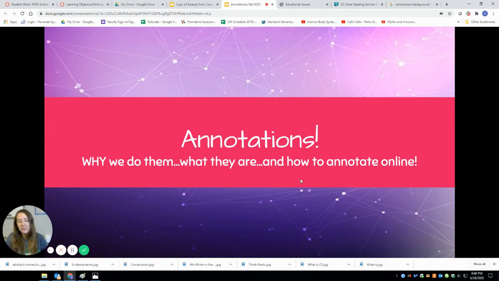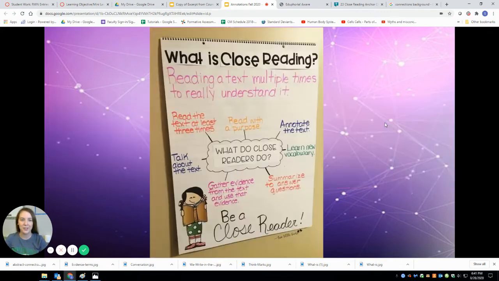Hey guys, okay, so now that you've heard the mentor text, on the next one you're going to get that mentor text and you'll need to annotate. So I want to revisit really fast about annotations, why we do them, what annotations are, and how to actually annotate online. Because before now, most of you are probably more used to circling and highlighting stuff on your page, but we're going to be doing this online.